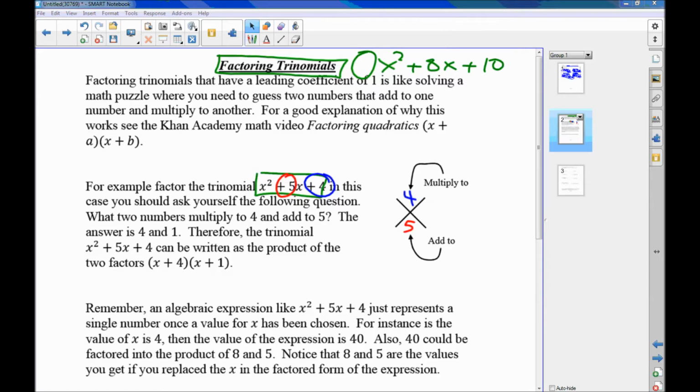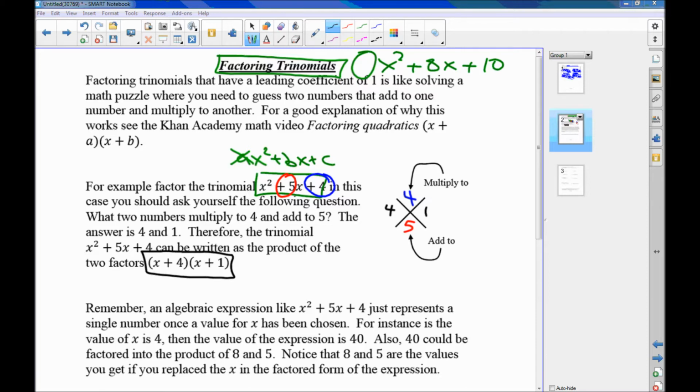Okay, so we get this from the general form of a quadratic, ax squared plus bx plus c. And since a is 1, we can put the c and b directly in here. So the answer to this is, two numbers that multiply to 4 and add to 5 are 4 and 1. 1 times 4 makes 4, and 1 plus 4 makes 5. Therefore, the trinomial x squared plus 5x plus 4 can be written as a product of two factors, x plus 4 and x plus 5.